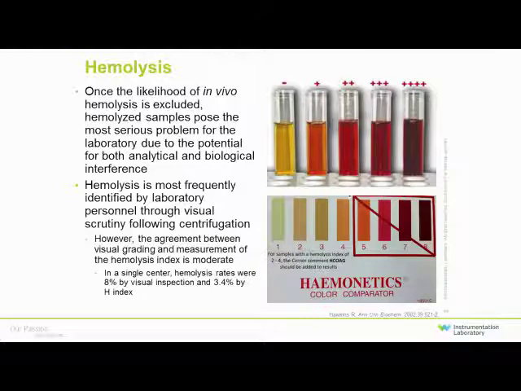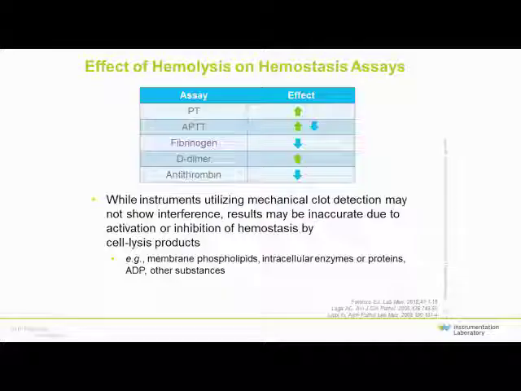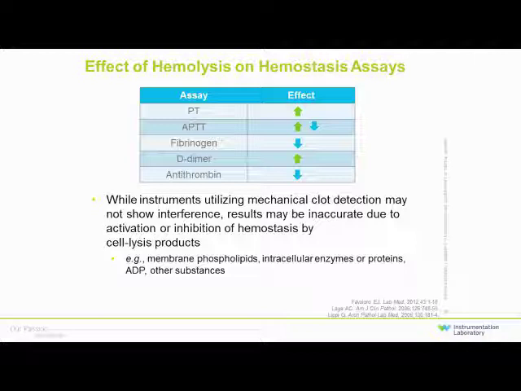So in this publication, in a single center, hemolysis rates were 8% by visual inspection, but for those same samples was 3.4% by the H index, which means that we would have accepted more samples for testing using the automated method versus by visual inspection. Not only is hemolysis an analytical problem, it also has biologic effects. So analytically and or biologically, you can see prolongation of the PT, you can see prolongation or shortening of the APTT, you see decreased levels of fibrinogen activity, increased levels of D-dimer, and decreased antithrombin.